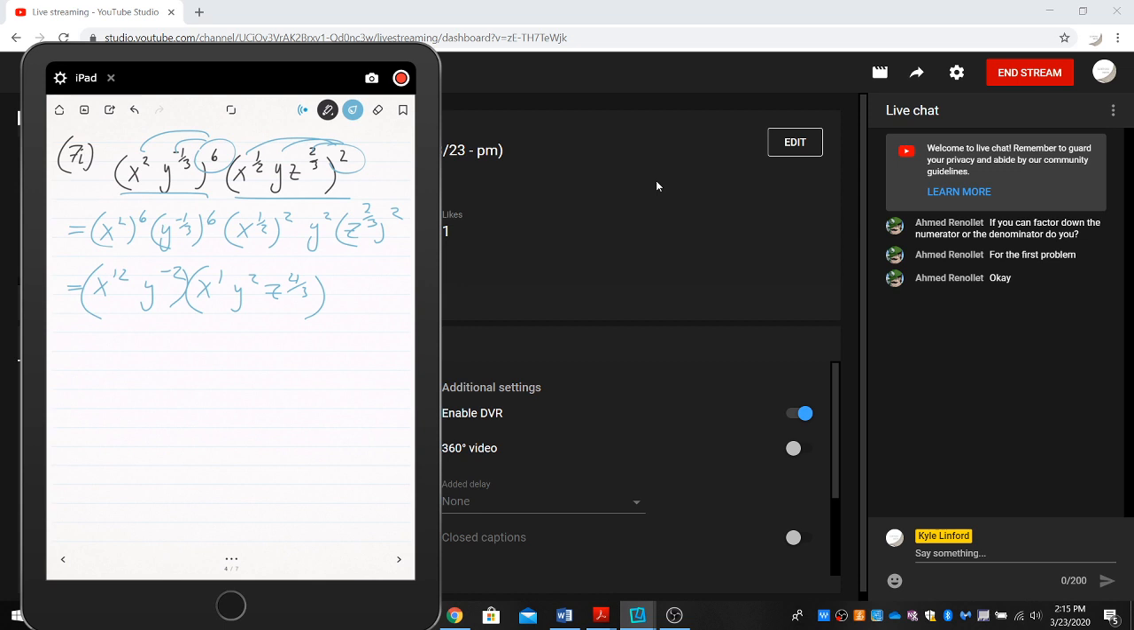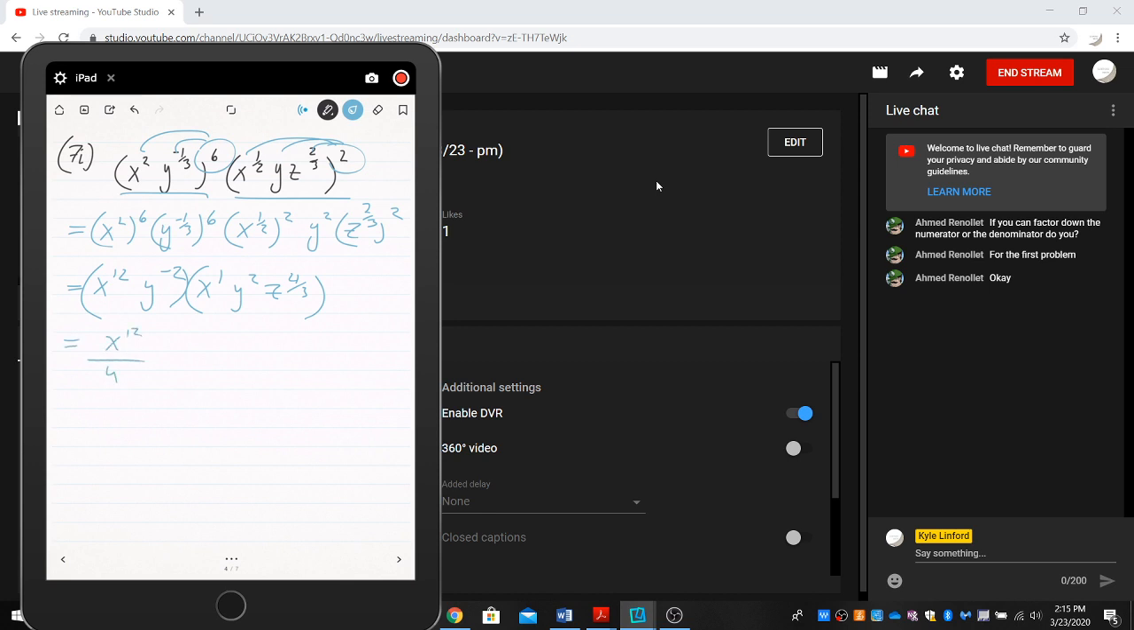Now what we have to do is see if we can simplify or combine any of these like terms together, any of these variables together, and if we can simplify any of them. First thing I'm seeing, there's that negative exponent. I hate negative exponents. Let's start working with that.